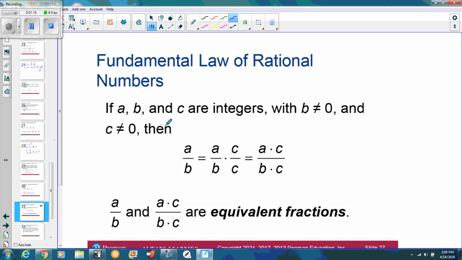Now it becomes trickier if the denominators are different. The reason they threw in the fundamental law of rational numbers is that if I multiply by the same number top and bottom, which is essentially 1, I get what's called an equivalent fraction, because anything over itself is 1. If you multiply something by 1, you get itself. So this is considered an equivalent fraction, and that's what we do to get a common denominator.